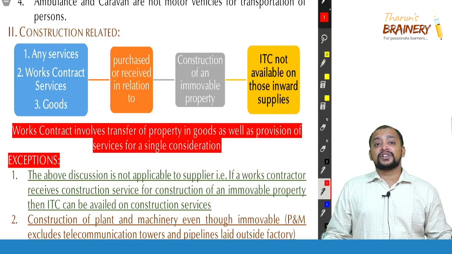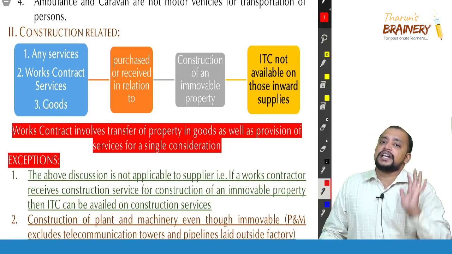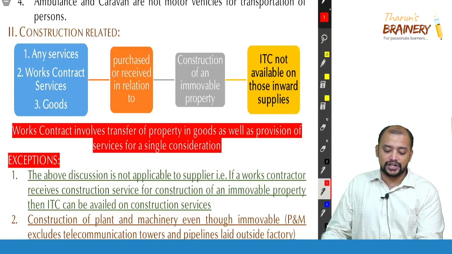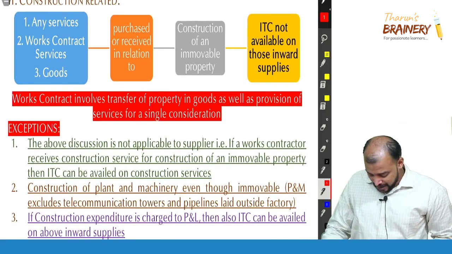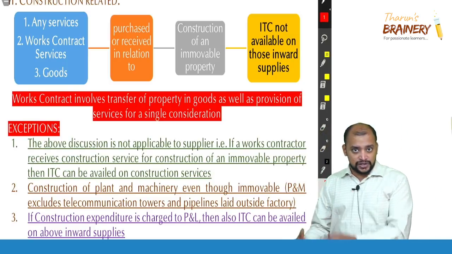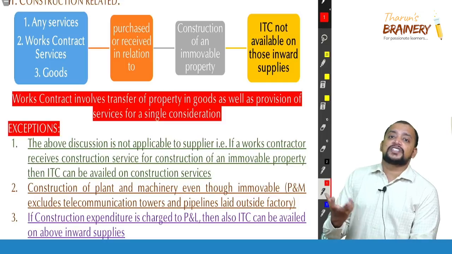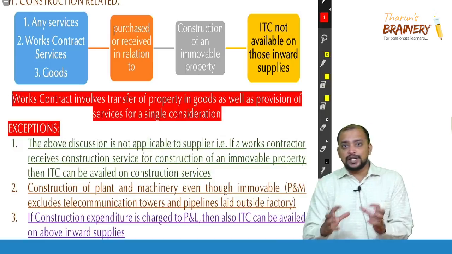Now we are moving on to the second area. The first one was motor vehicle related. Second is construction related blocked credits. What are these construction related blocked credits? Very, very simple. There are 3 inward supplies. Number 1, works contract service or any service in relation to construction, or any goods purchased for construction of what? Immovable property. I am constructing an immovable property.